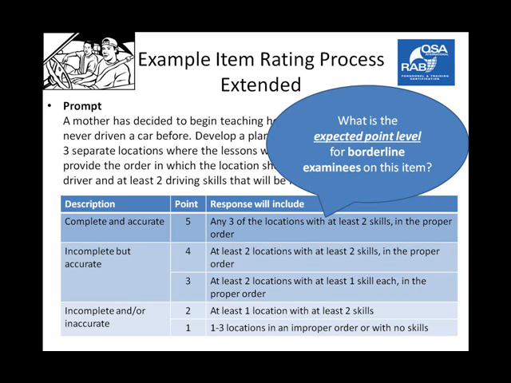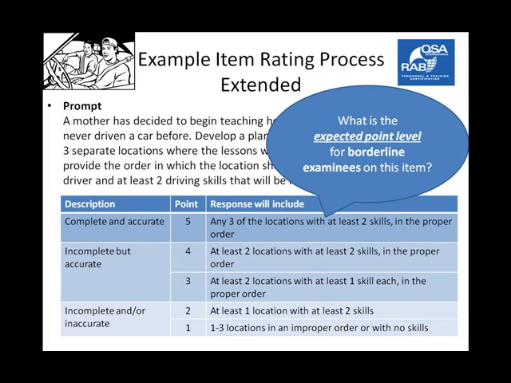According to the scoring rubric, the point level 5 demonstrates a complete and accurate response. In order to receive a 5 on this item, the response must include 3 locations from a list that is not shown here, and the locations should be shown in the proper order. The response also includes appropriate skills for each location. Scores of 3 and 4 are given to responses that are accurate but may not be complete, and scores 1 and 2 are given to responses that are either incomplete or inaccurate.